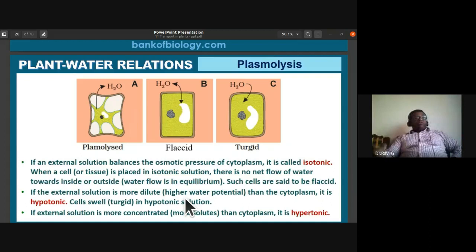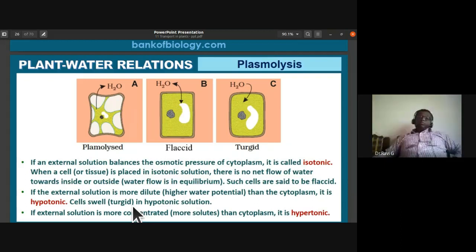If the external solution is more dilute, with higher water potential than the cytoplasm, it is hypotonic. Cells swell in hypotonic solution. So cells are going to swell up. Whenever cells are in hypotonic solution, they swell because of the entry of water.